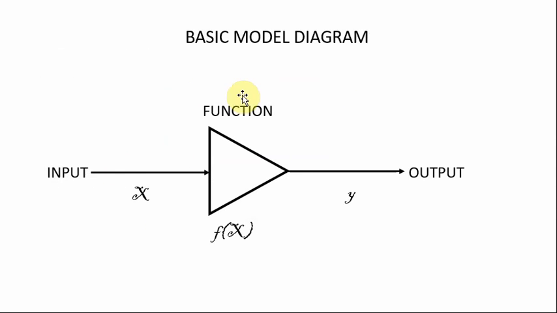Now let's look at the basic model which I introduced earlier. This is a basic diagram of a basic model. Here we have an input where we supply X. In this case, X is the input data. This input is taken to a function which, after performing the function, gives us the output data. That's the basic model.